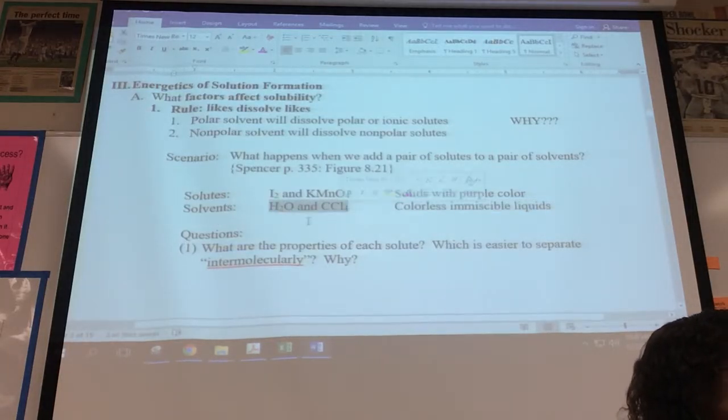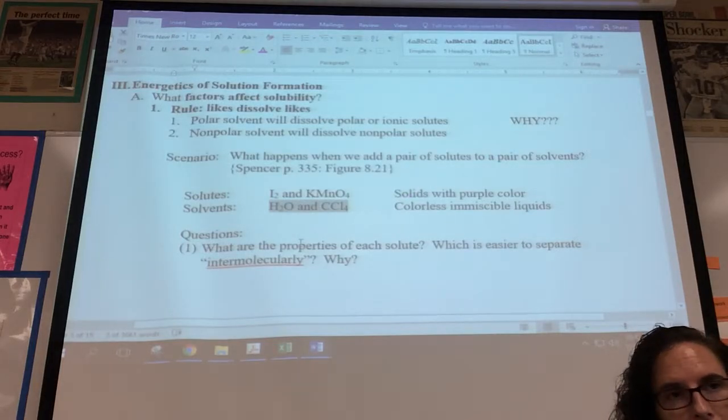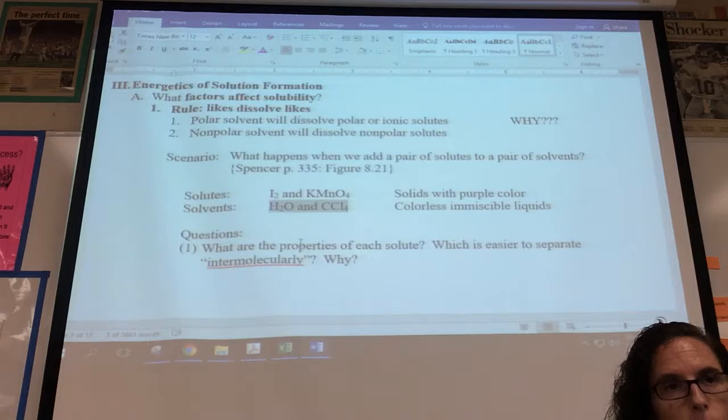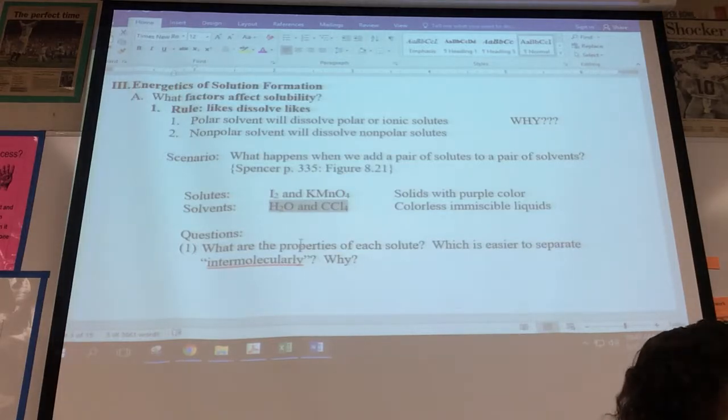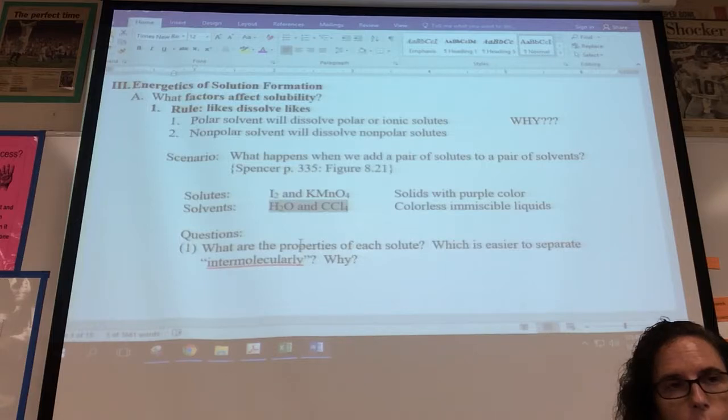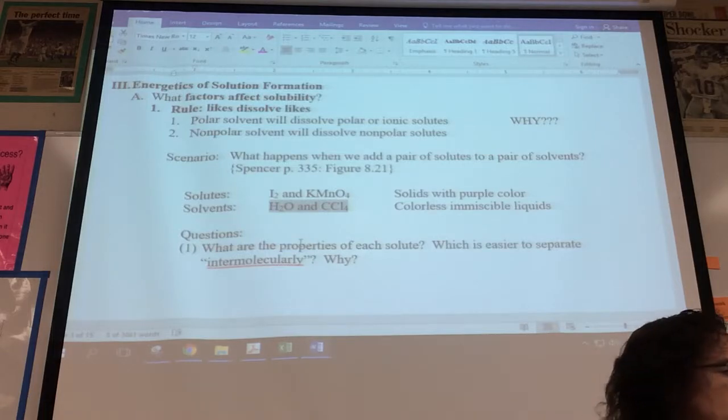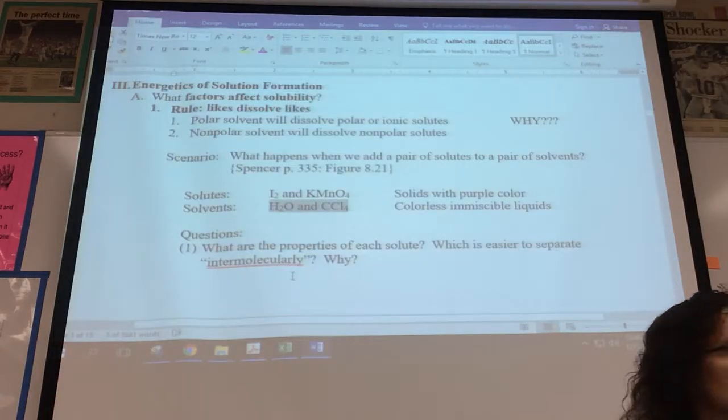They're both colorless. Water is what type of covalent molecule? Polar. It has LDFs, dipole to dipole, and it can form hydrogen bonds. Carbon tetrachloride is what type of molecule? Nonpolar covalent. It has dipoles that cancel due to the molecule's perfect symmetry. Good. All right. We're going to ask a series of questions here, and you'll want to pen some of this down. It says, what are the properties of each solute?